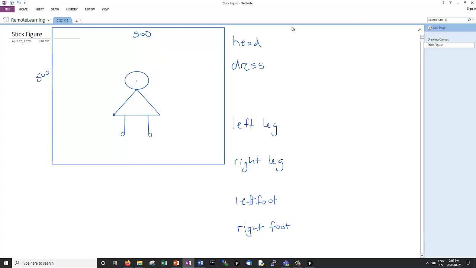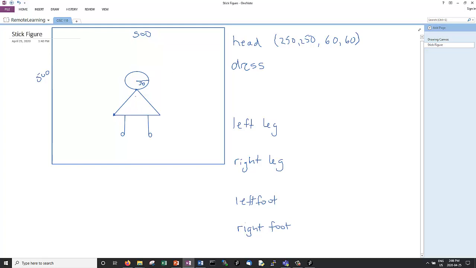So I'm going to position the head at 250, 250. My canvas is 500 by 500, so I'm going to put the center of the head at 250 and 250. And I'm going to make the head a total of 60 pixels across, so the radius of my head will be 30 pixels. My head is going to be 60 by 60, meaning I have 60 pixels across and 60 pixels for the height of my head.